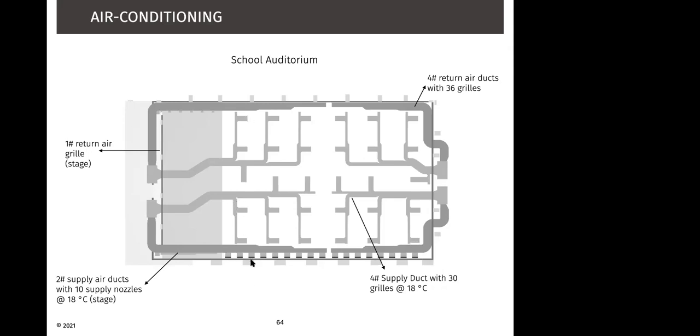And there are return risers which are provided at the side and the back of the hall for return air. And for the stage side, there is a continuous return air grill provided at the back of the stage. And on either side, there are 5+5, 10 supply nozzles provided. And all supply grills are provided at 18 degrees centigrade for air conditioning.